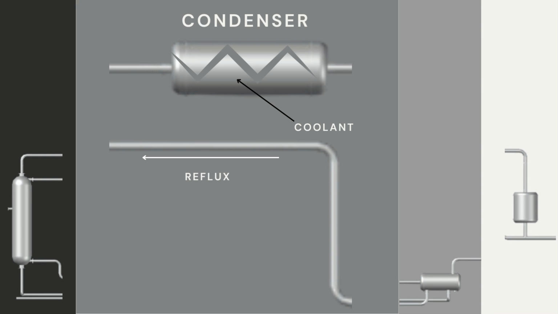The condenser is positioned at the top of the column. It cools and condenses the vapor into liquid, which is then collected as the distillate. The condenser helps in maintaining the reflux ratio, which is essential for the efficiency of the separation process.